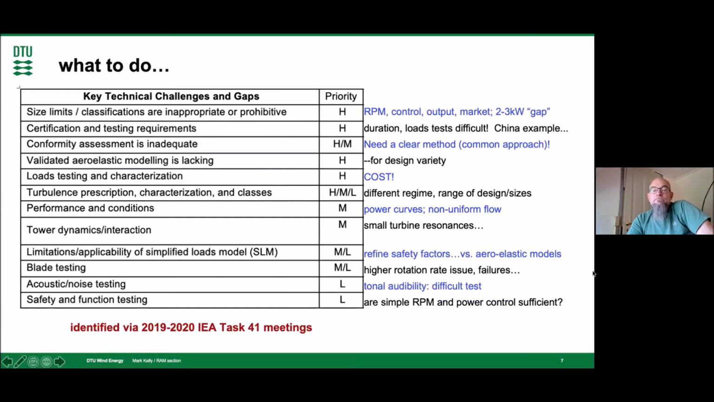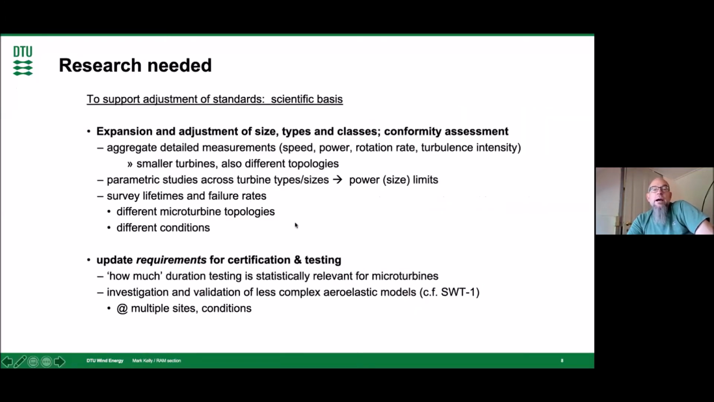Okay. So part of this work in the IEA Wind Task Group is about what research is needed.